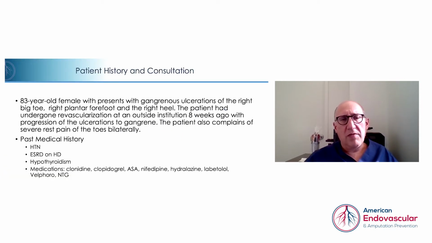This is an 83-year-old female who presents with gangrenous ulcerations of her right big toe, the right plantar forefoot, and the right heel. The patient had previously undergone revascularization at an outside institution about 2 months ago with some improvement initially, but then progression of the ulcerations to gangrene. She also complains of severe rest pain of the toes bilaterally. Past medical history is significant for hypertension and end-stage renal disease. She's been on hemodialysis for approximately 3 years, hypothyroidism, and she is on clopidogrel, but that's it for her antiplatelet regimen.